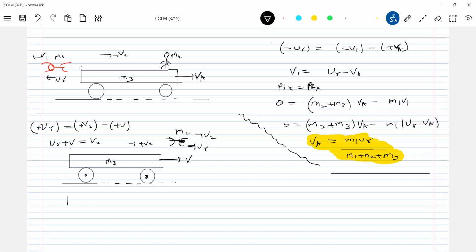Now, applying conservation of linear momentum. Before the second person makes a jump, what is the momentum of the system? M2 plus M3 into VA. Finally it is M2 V2 plus M3 V. So V2 is unknown, VA we already know. Substituting V2 from here, we'll get the required answer. Let's see what happened to V, whether it is less than VA or greater than VA. That's what we are trying to learn here.